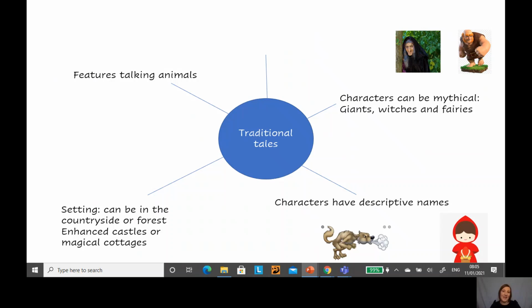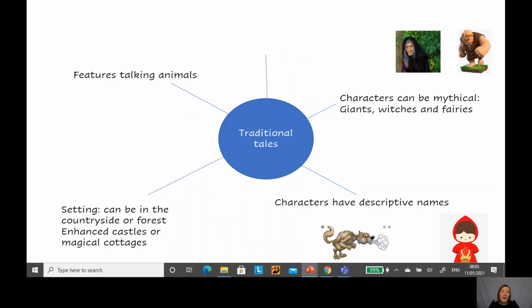Also, the settings. Now, a setting is where the story takes place. And often the settings can be in the countryside or in a forest. So a lot of our traditional tales can be set in the countryside or a forest. When we think about the Gingerbread Man, that's set in the countryside, isn't it? And when we think about Little Red Riding Hood, that's set in a forest.